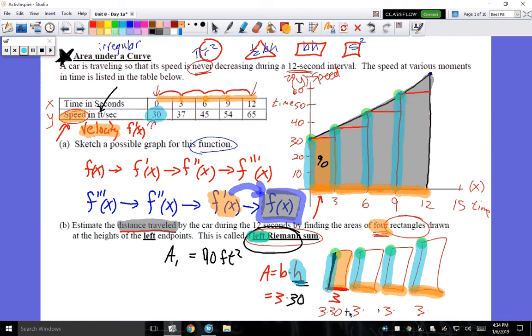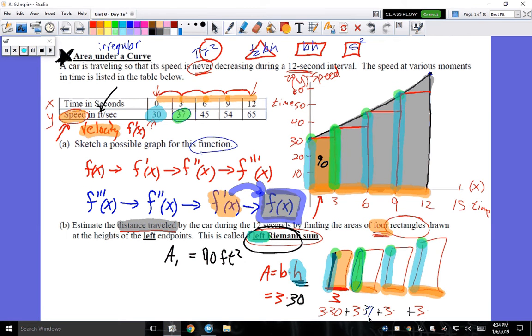Ultimately what we're trying to do is add all of these areas together. So what was this height here? I'm going to get that height from the y value at 3. I will highlight this in green so you can see it stand out. The y value at 3 is going to show that it's 37.